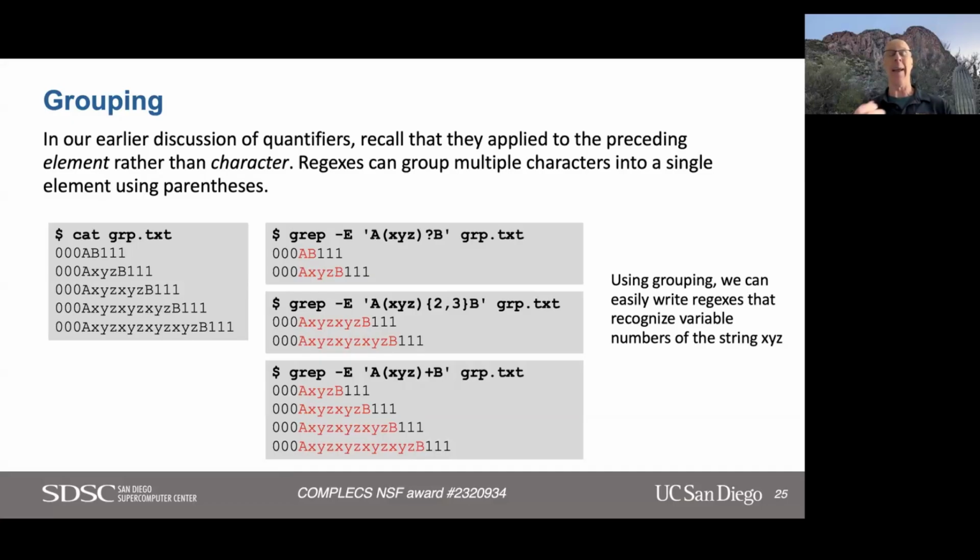grep command, we have A, and then in parentheses, XYZ question mark B. So now we're going to be looking for those strings that contain an A followed by exactly 0 or 1 instances of XYZ. In the next case, we're going to look for 2 or 3 instances of it. And in the last example, we're going to look for A followed by at least 1 instance of XYZ, and then followed by B.